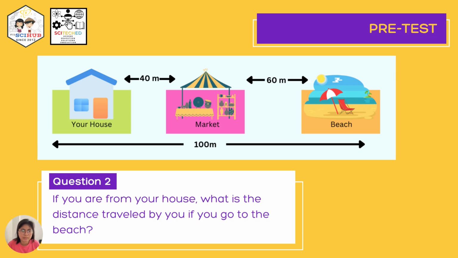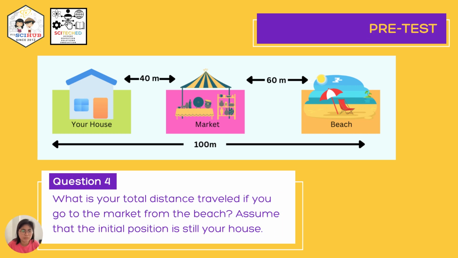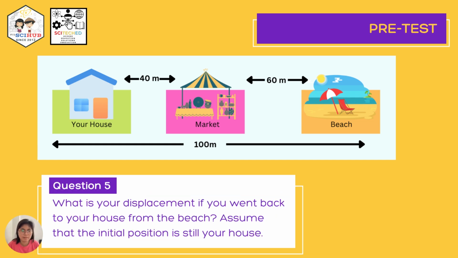Number 2. By looking at the diagram above, if you are from your house, what is the distance traveled by you if you go to the beach? Number 3, still using the diagram above, if you are from your house, what is your displacement if you go to the beach? Number 4, what is your total distance traveled if you go to the market from the beach? Assume that the initial position is still your house. Then number 5, what is your displacement if you went back to your house from the beach? So assume that the initial position is still your house.